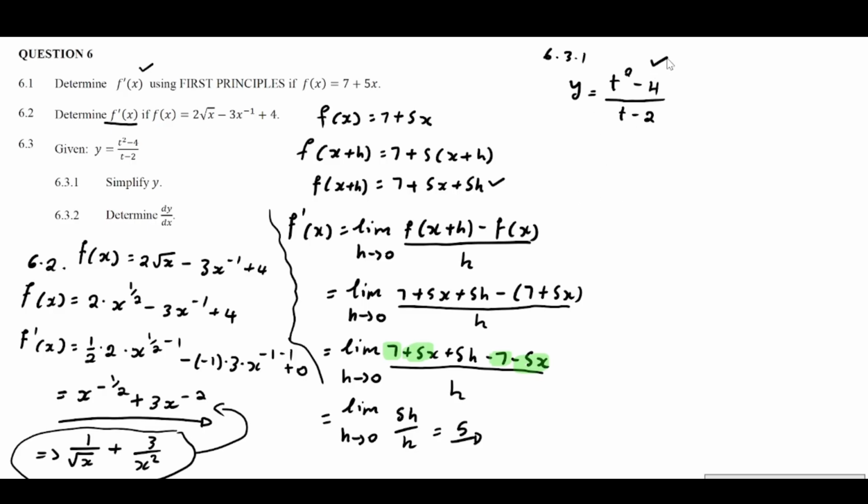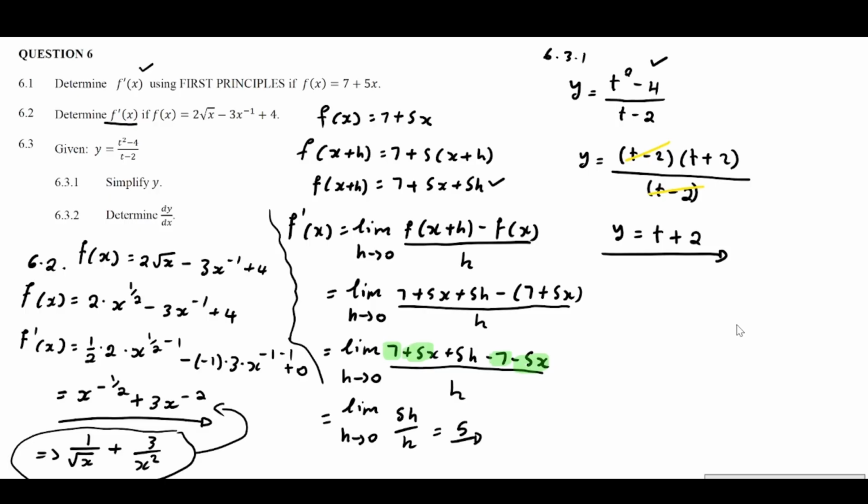Simplify y, you will realize that what you have in the numerator is a difference of two squares. So basically, just factorize your difference of two squares. You're going to have t minus 2 and also t plus 2, all divided by t minus 2. You have t minus 2 in the numerator and also in the denominator. So this one and this one cancel out, leaving us with y equal to t plus 2. That is our final answer there.